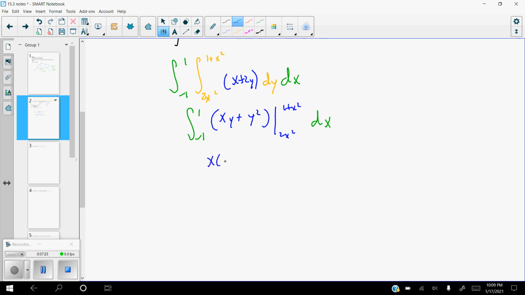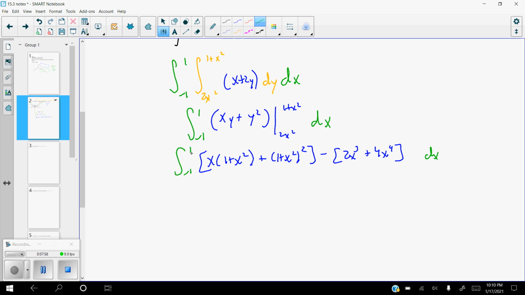So I get x times 1 plus x squared plus 1 plus x squared squared, minus plugging in the 2x squared. Now I'm going to get 2x squared times x, so that's 2x cubed, and then 2x squared squared is going to be 4x to the 4th. And then again, don't forget, we've still got dx and our second integral.